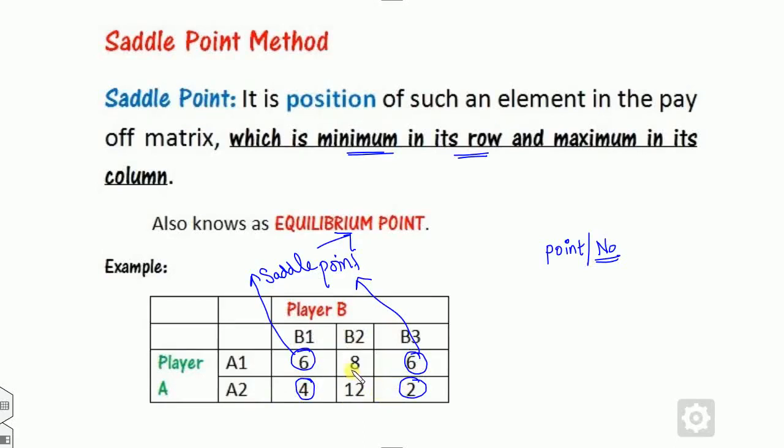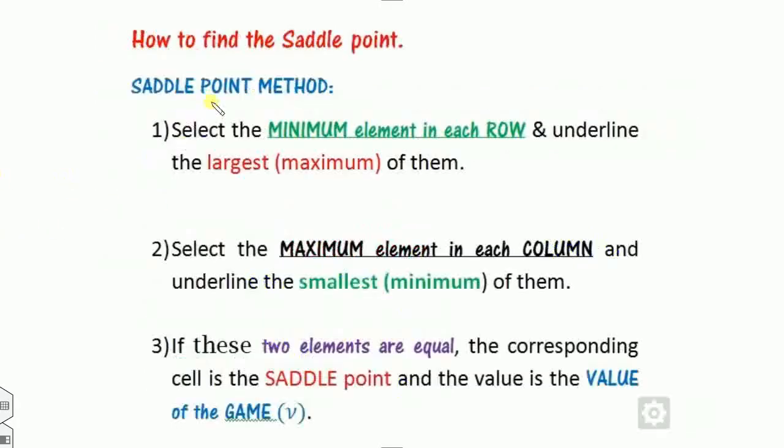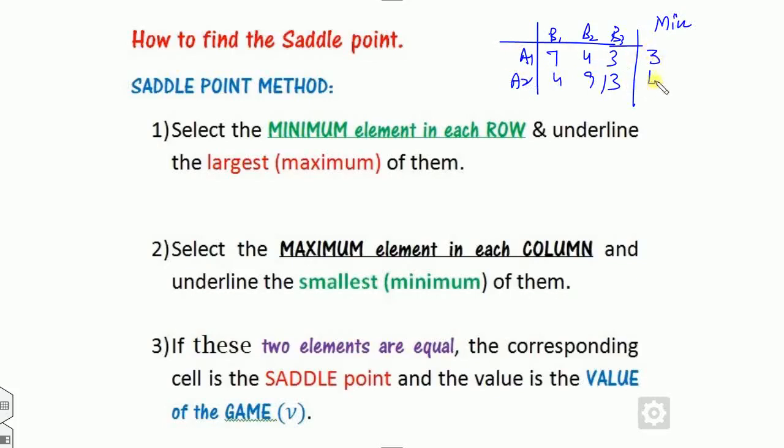Since this example is very simple, you can find it manually. But what is the method for finding it? How do we find the saddle point? That is one of the simple methods. Say we have some observations, 7, 4, 3, 4, 9 and 13 and so on. So this is my A1, A2, B1, B2 and B3. The rule is, firstly select the minimum element in each row. Always remember this is the minimum. The minimum element in the first row is 3, and in the second row the minimum element is 4.